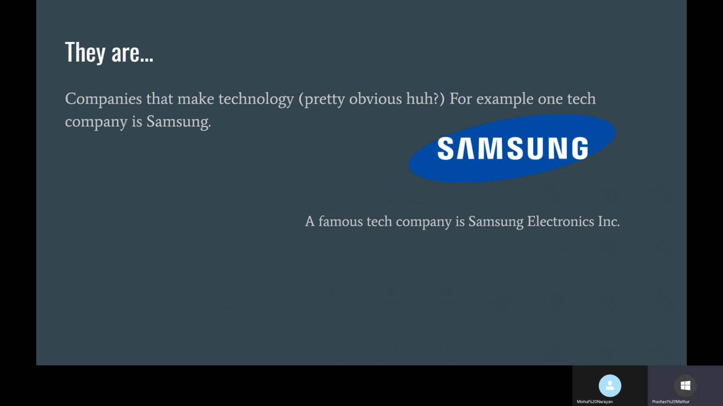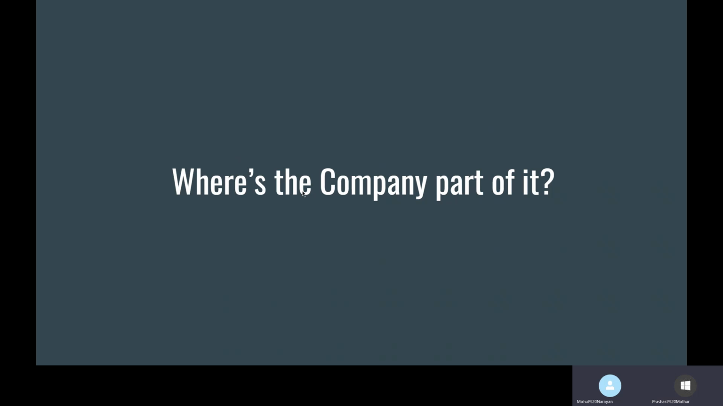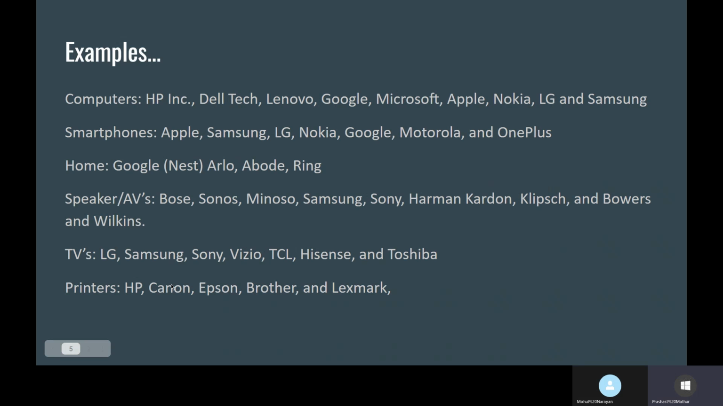Now, my friend can read this. Tech companies are companies that make technology. It's pretty obvious, huh? For example, one tech company is Samsung. Samsung makes technology for phones and computers and TVs. So it's a tech company because it makes technology.